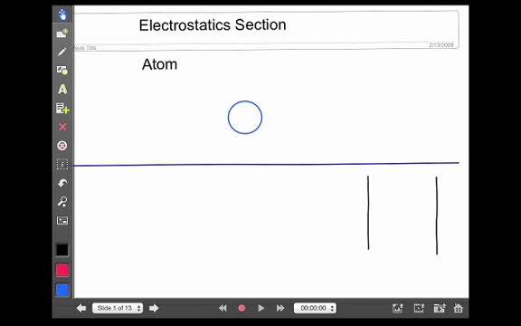Now in the structure of the atom, the protons and the neutrons are located in this region in the atom called the nucleus, the central region of the atom. And then the electrons are somewhere out here.